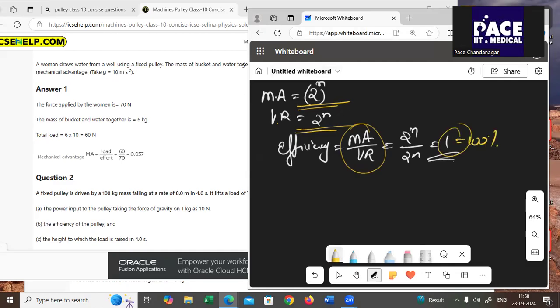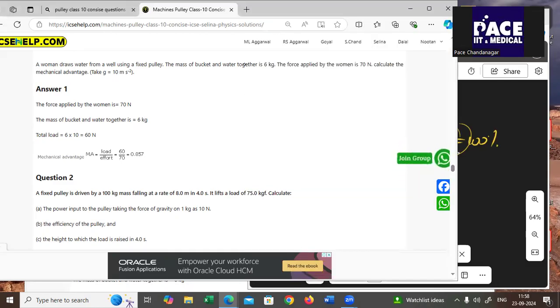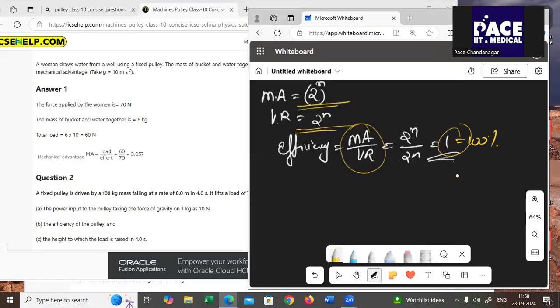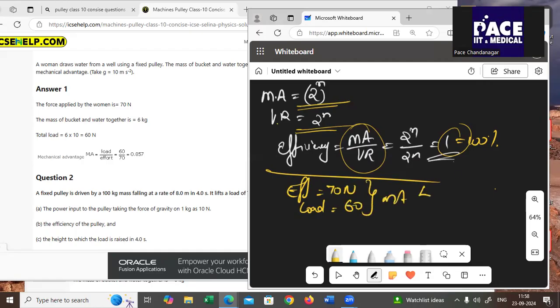So now the question here is, a woman draws water from a well, wherein, as you can see here, the effort will be 70 newtons. Load lifted by you is nothing but 60 newtons. Therefore, mechanical advantage is load by effort, which is 60 by 70, which is 0.857, not 100%. As I told, nothing will be 100% efficient in the universe.